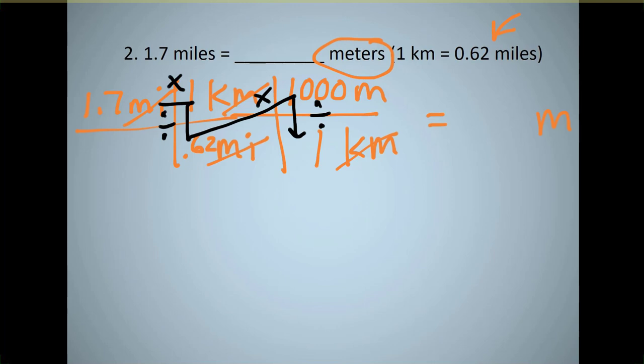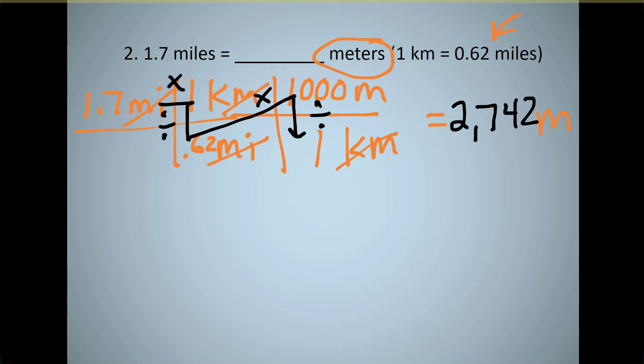So I'll probably go 1.7, and times 1 is the same thing. So 1.7 divided by 0.62, and then I'll press enter. And then I will multiply by 1,000. And that will be my answer. So I get 2,742 meters as my conversion for 1.7 miles.